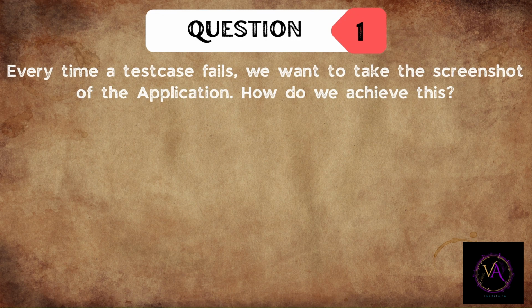Question 1. Every time a test case fails, we want to take the screenshot of the application. How do we achieve this? Why do we ask this question? We are combining two different scenarios into this. We individually know how to take a screenshot, and also we know that if you want to take a screenshot, you put the TBox Take Screenshot module in that particular location. But now it's not only about directly using your screenshot. Every time a test case fails, you want to take a screenshot. How do we achieve this?